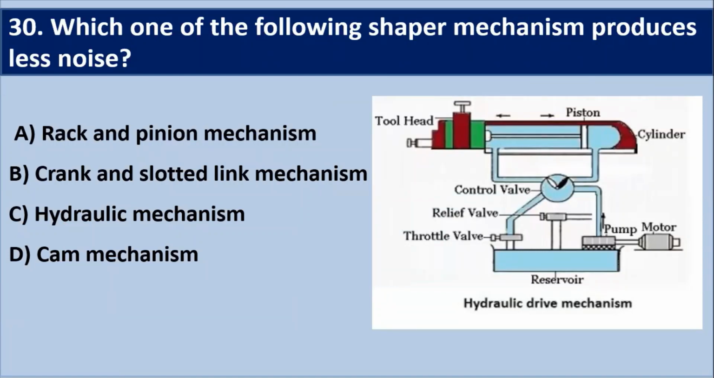Next, which one of the following shaper mechanisms produces less noise? So naturally, if you see, rack and pinion is a mechanical type, crank and slotted is a mechanical type, and the cam mechanism again is too. But when you go for the hydraulic type of mechanism, there are fewer parts, and that's why our answer is the hydraulic mechanism, right, which will always produce less noise.